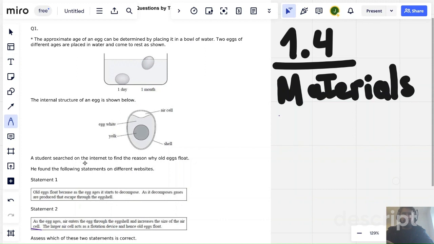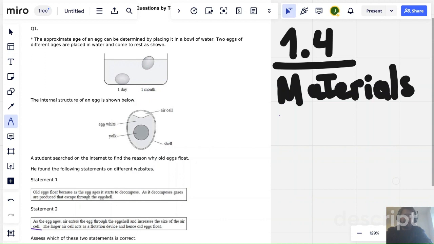A student searched on the internet to find the reasons why old eggs float. He found the following statements on different websites. The first statement is: old eggs float because as the egg ages, it starts to decompose. As it decomposes, gases are produced that escape through the eggshell.